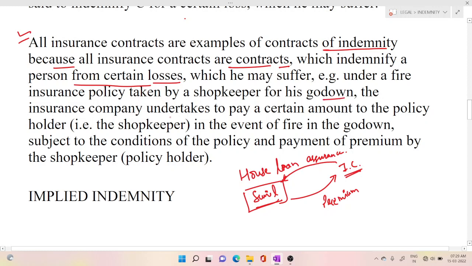Okay, the insurance company undertakes to pay a certain amount to the policyholder, that is the shopkeeper or the house owner, in the event of fire in the godown, subject to the conditions of the policy and payment of the premium by the shopkeeper or the house owner.